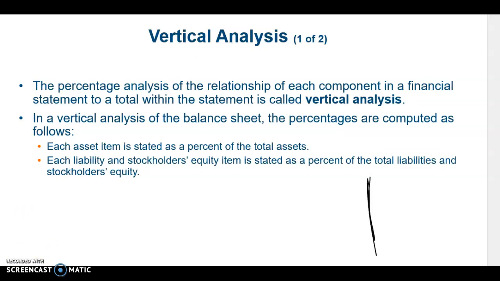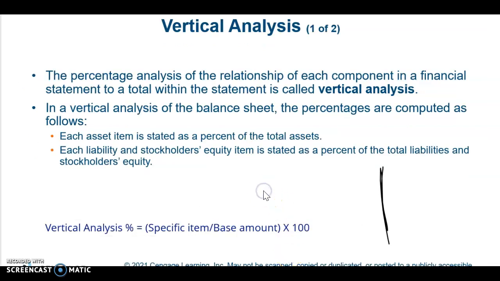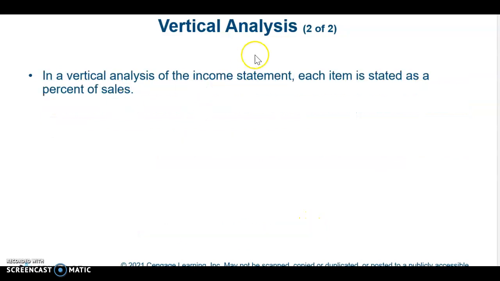Okay, now we're going to move on to the vertical analysis. Remember, vertical analysis is up and down. Okay, so to calculate the vertical analysis, you're going to take any specific item in your financial statements divided by the base amount times 100. So in a vertical analysis, the base amount for the income statement is always going to be your revenue.